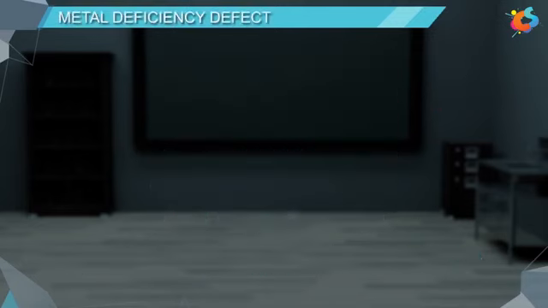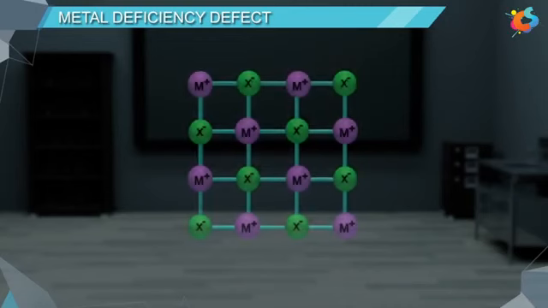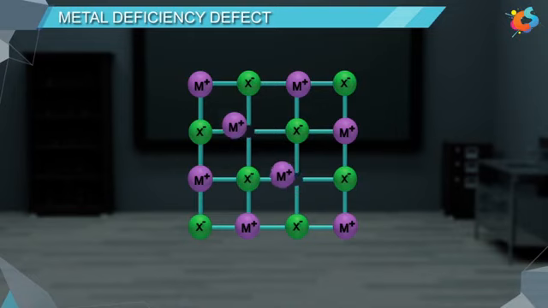Metal deficiency defect. This kind of defect is created when a metal ion goes missing from its original lattice site. To maintain the charge neutrality, the same metal ion having a higher positive charge is added to occupy the vacancies created in the crystal. As this metal ion has a higher positive charge, it will occupy only some of the sites to balance the overall charge, and other sites will be left vacant.